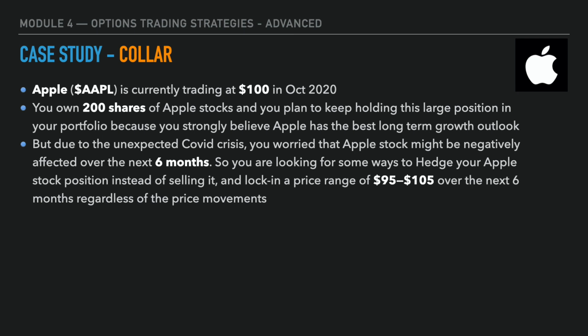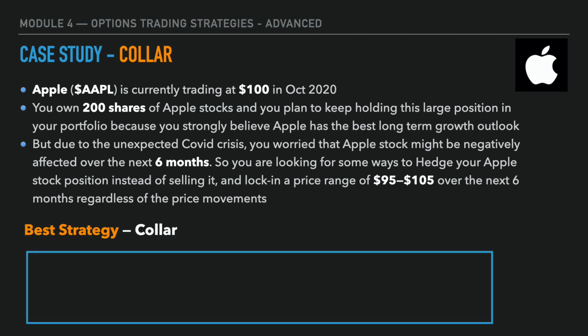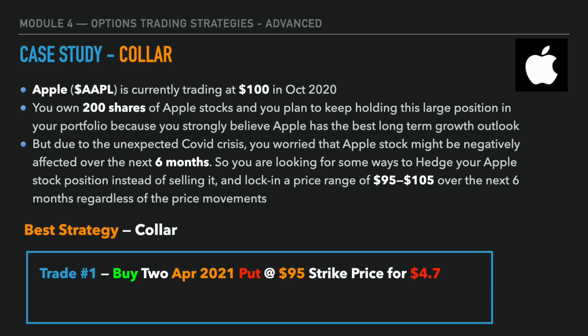If your ideal range for Apple stock to fluctuate over the next 6 months is from $95 to $105, then the best way to do it is to use a collar, and this is how it works. First, you buy two April 2021 put options on Apple stock at a 95 strike.